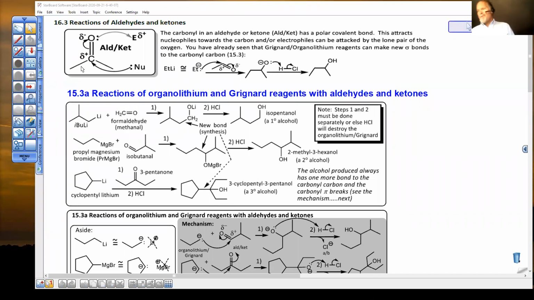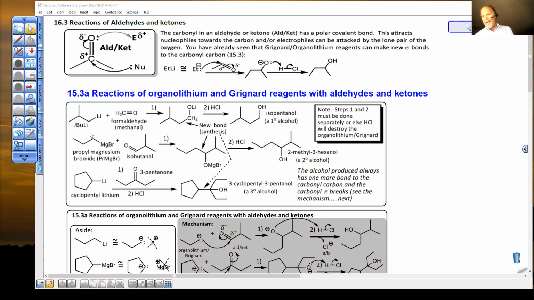The main approach we've seen previously in chapter 15, and that is nucleophiles with their lone pairs being attracted to the carbonyl carbon because of its positive nature, and attack forming a new bond, and then pi breaking and becoming an oxide. And then in our next step, we were using HCl. I copied some examples from chapter 15.